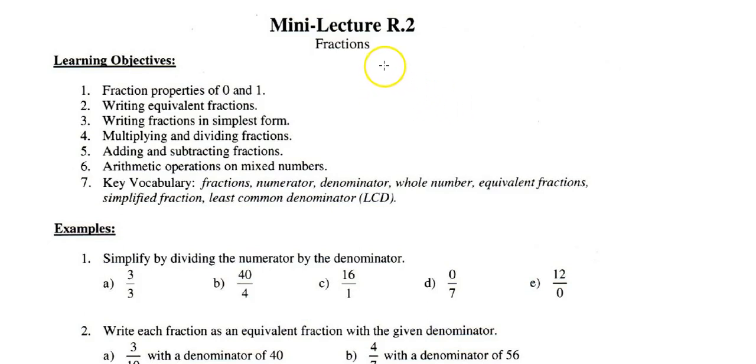As we go on to part 2 of our mini lecture on background information needed for any math course, we're going to take a look at fractions. And here are our objectives: fraction properties of 0 and 1, writing equivalent fractions, writing fractions in simplest form, multiplying and dividing fractions, adding and subtracting fractions, and then arithmetic operations on mixed numbers.